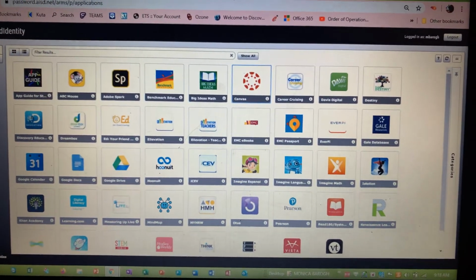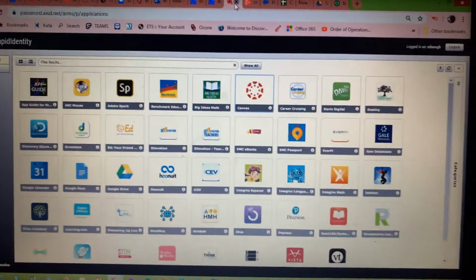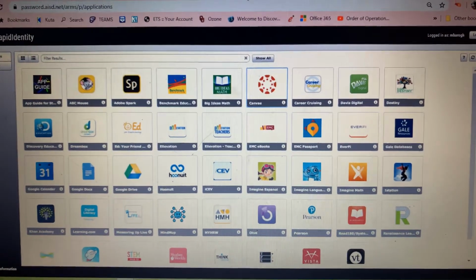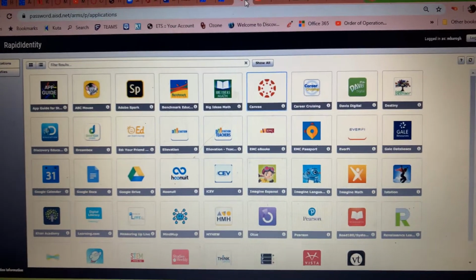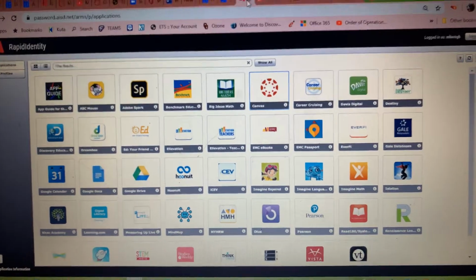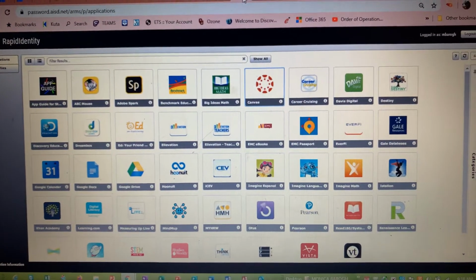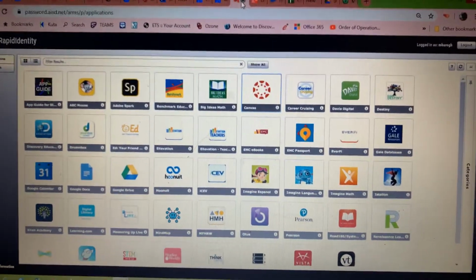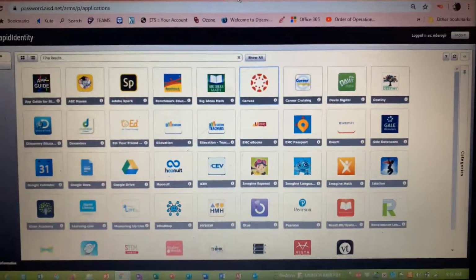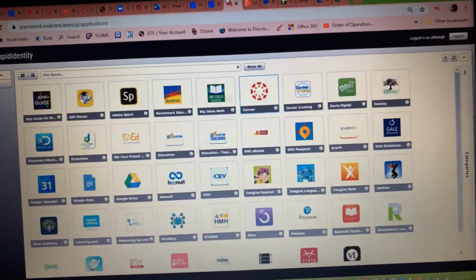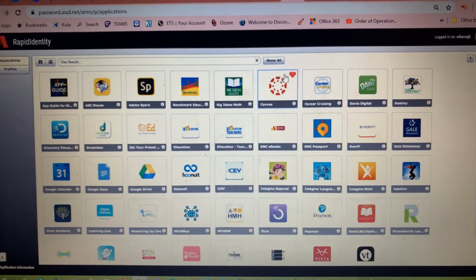I just wanted to get on here and walk you through some stuff to make sure that you understand really how to access everything. Okay, so I've gone into Rapid Identity, and the first thing I'm going to do is go to Canvas. So I'm going to click on Canvas.